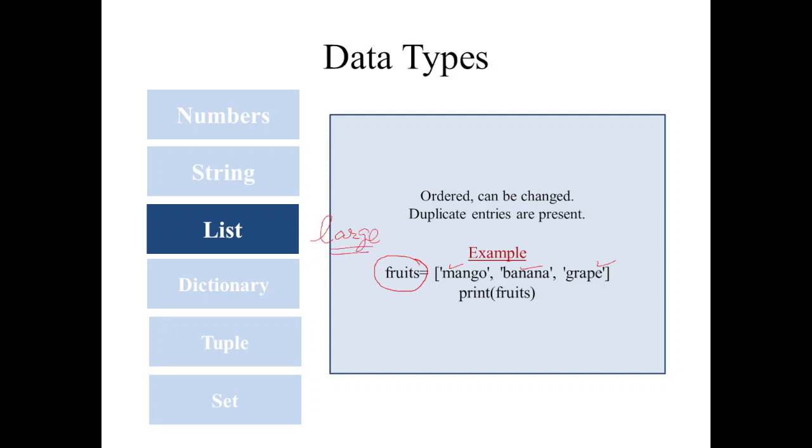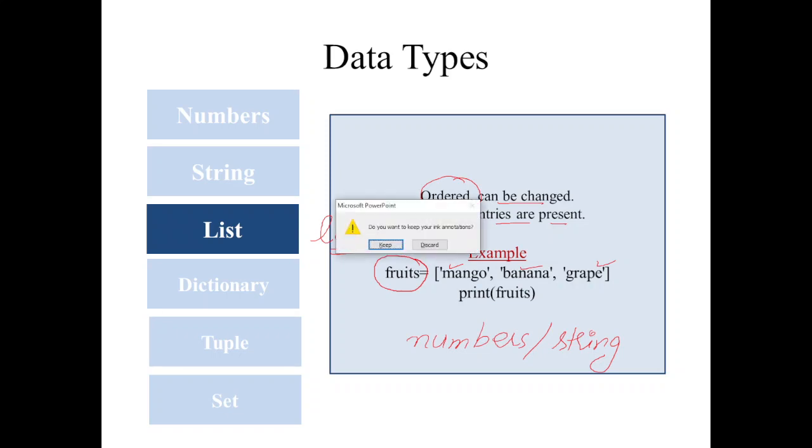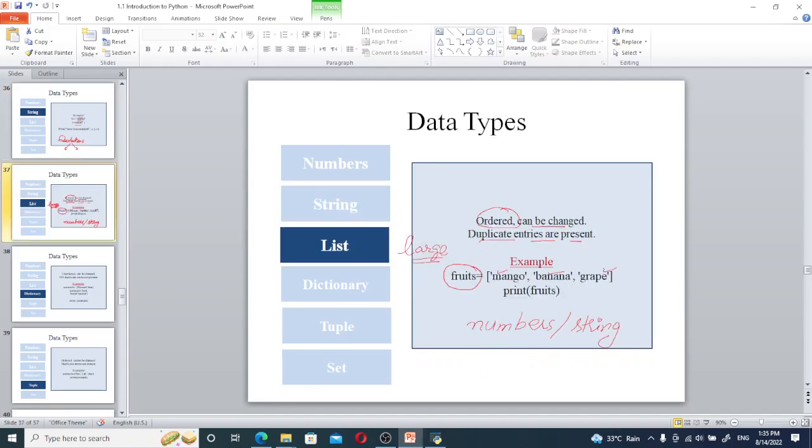However, it has not only one entry, it has many entries, and these entries can be numbers, or they can even be strings, but it is a group of many entries. And these entries are in ordered form, which means first entry is mango, second is banana, third is grape, and we can even change it. And we can also use the same entry more than one time. So let me cross check it and you will confirm whether it is true or not.